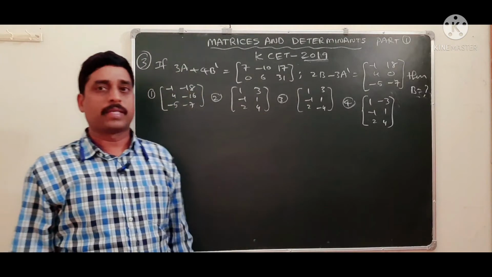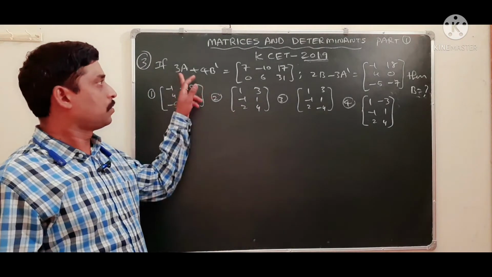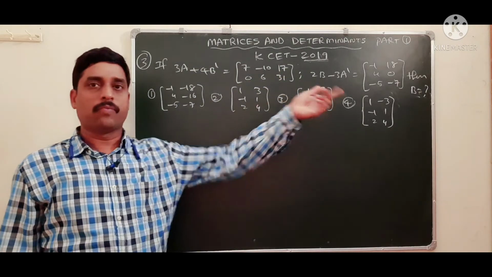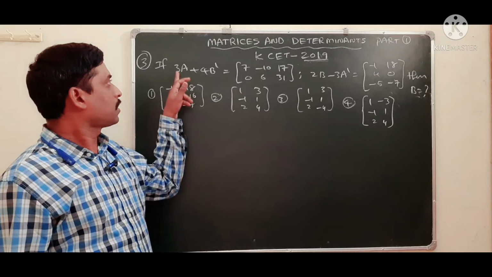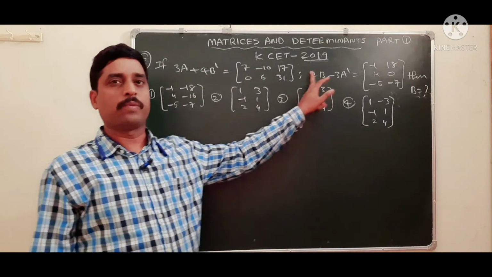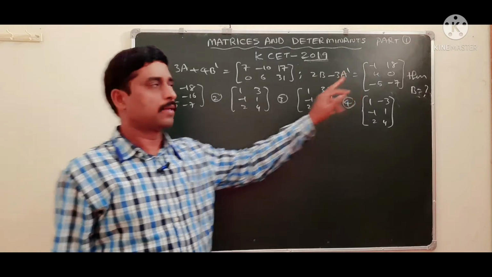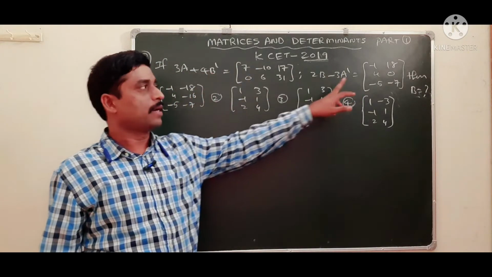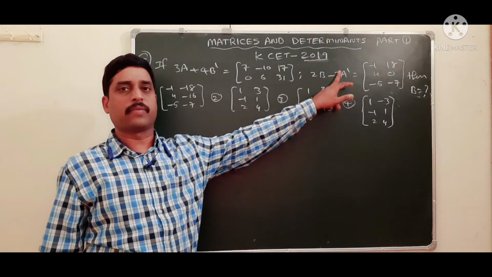Question number 3 from 2019. Two conditions are given, and we have to find B. In the first condition, 3A plus 4B transpose is given. In the second condition, 2B minus 3A transpose is given. So in the first equation B transpose is given, and in the second equation A transpose is given.